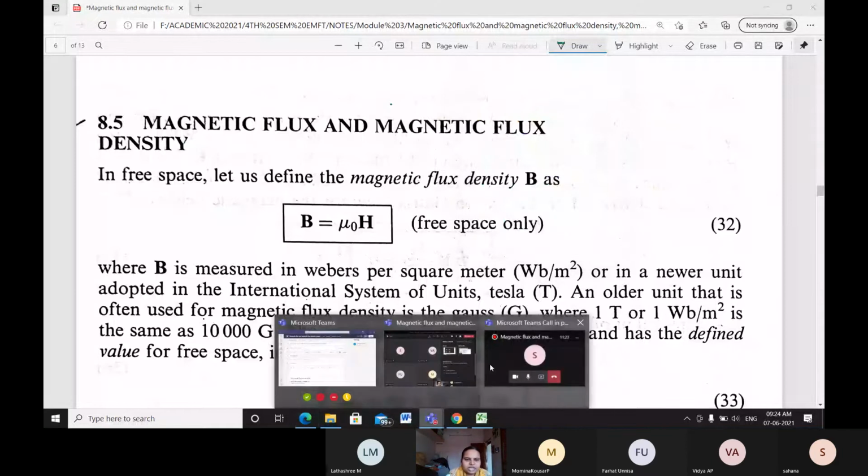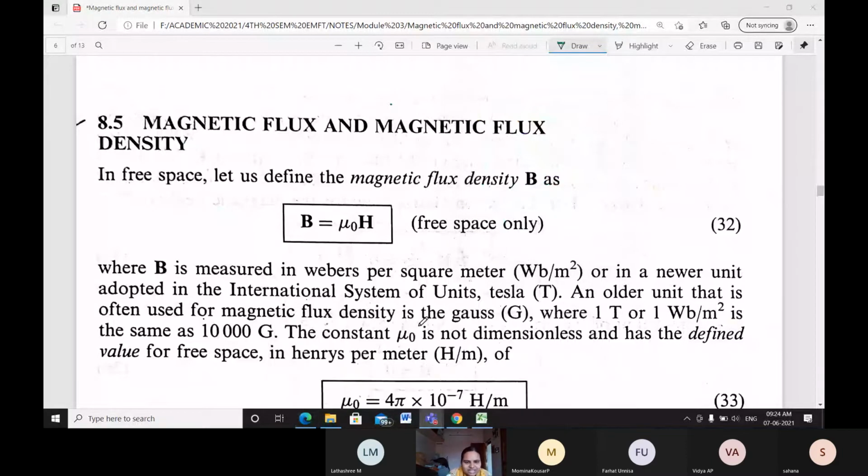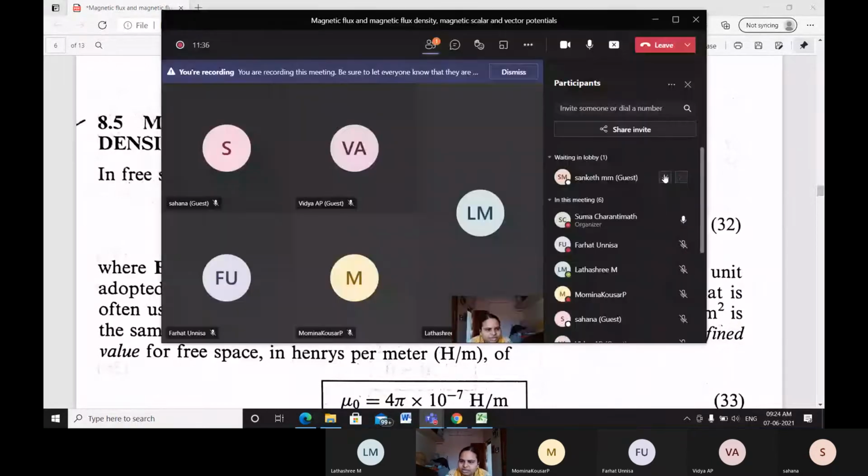Next topic is magnetic flux and magnetic flux density. In free space, let us define what our magnetic flux density is.